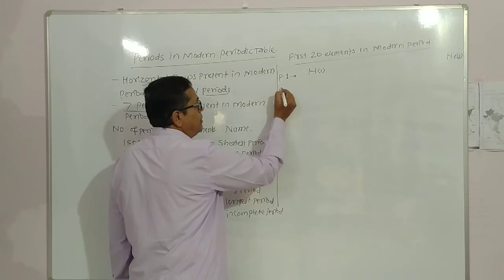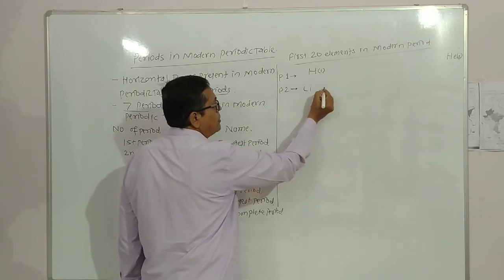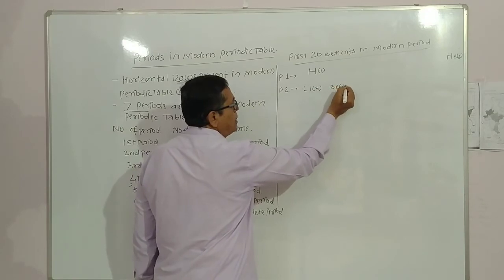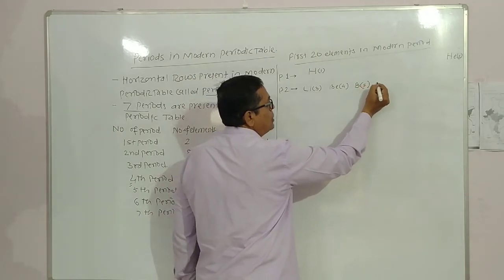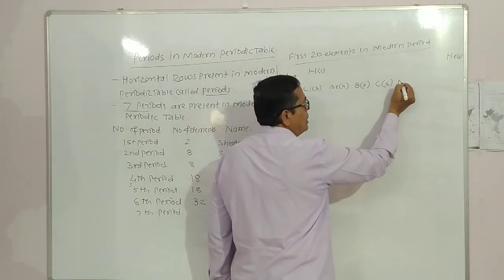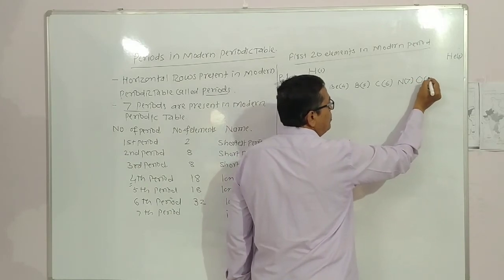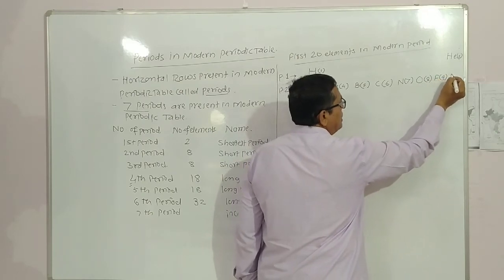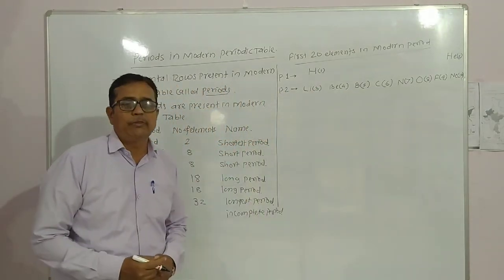Then period number 2 starts from lithium, atomic number 3, beryllium, atomic number 4, then boron, atomic number 5, then carbon, atomic number 6, then nitrogen, atomic number 7, then oxygen, atomic number 8, then fluorine, atomic number 9, and then neon, atomic number 10. That is 8 elements in period number 2.